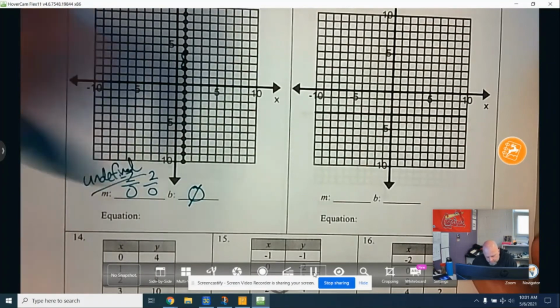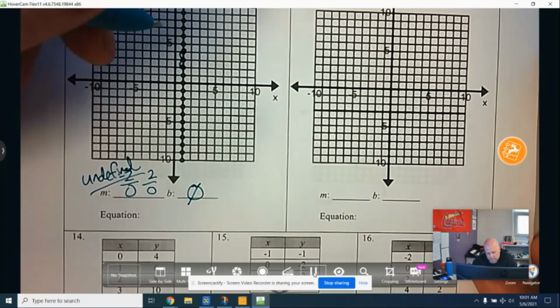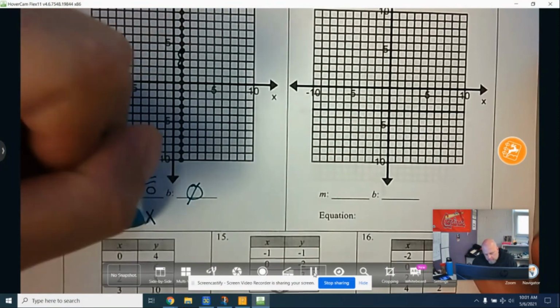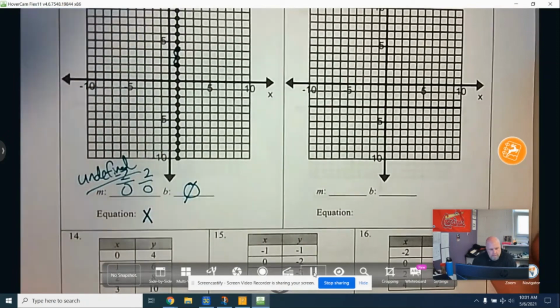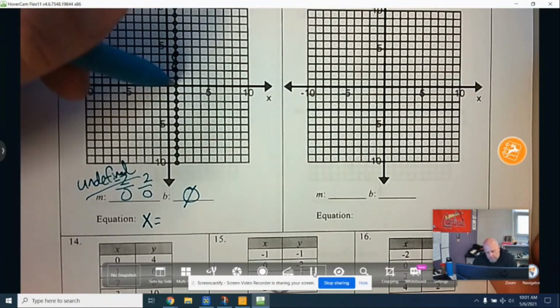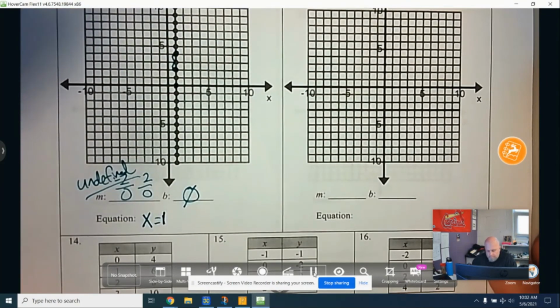Okay, so undefined slope. Now, anytime you have a vertical line, it's a special equation, and it doesn't start with y. It starts with x. It's the only time you have an equation like this. And it's x equals, and it's wherever it touches the x-axis. And we see it's going through the x-axis at 1 right here. So my equation is really easy. It's just x equals 1.